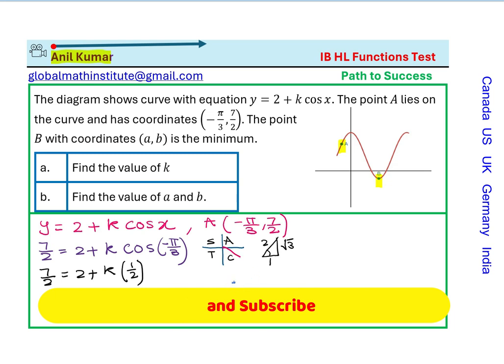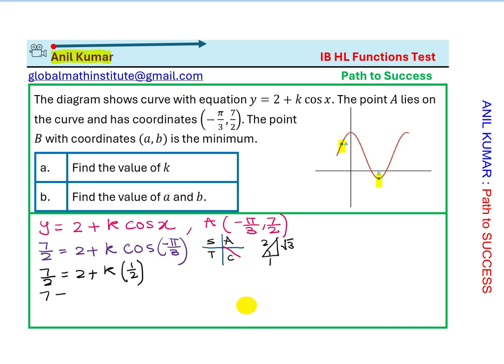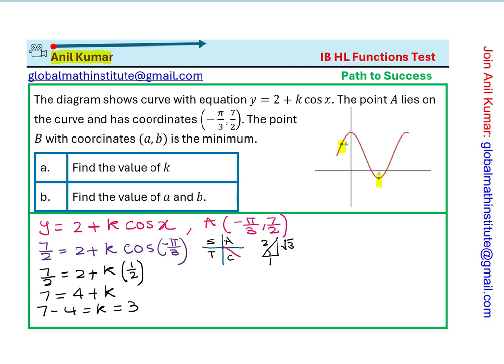Now to solve this for k, let's multiply each and every term with 2 to get rid of the fractions in the denominators. So we get 4 plus k, and 7 minus 4 equals the value of k, which is 3. So we found the value of k as 3. Once we find this value of k as 3, we can write down what the equation is. Right? So the equation now becomes y equals 2 plus 3 cos of x.